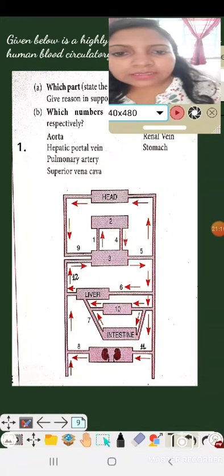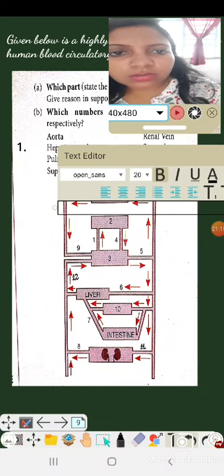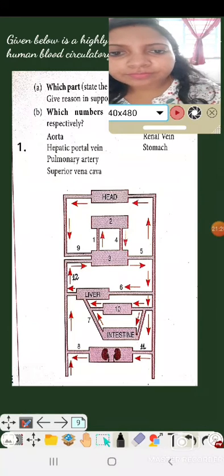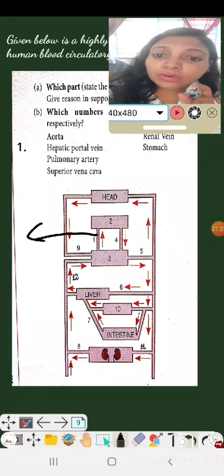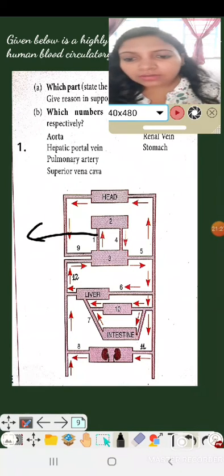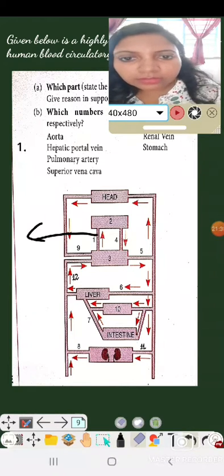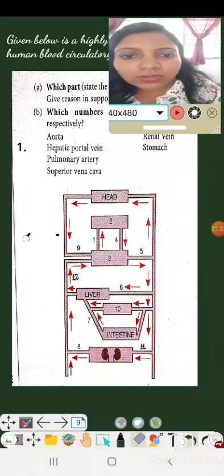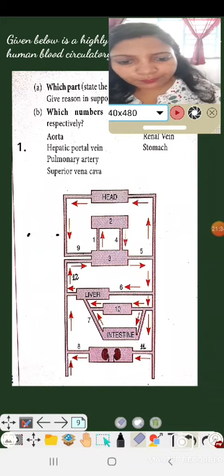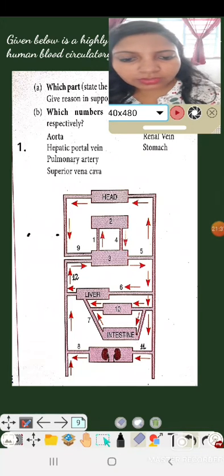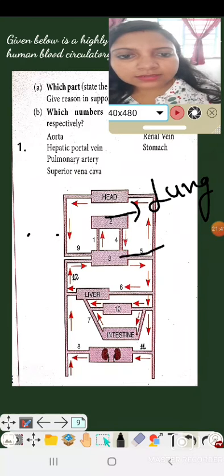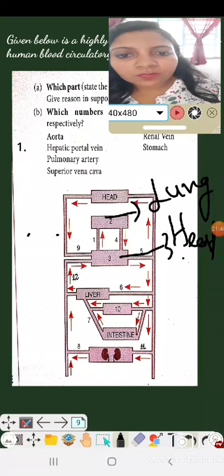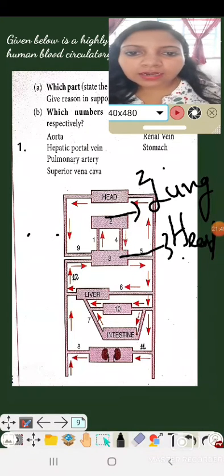So, let us see number 1, what is the question? Before doing all this blood vessels labeling, first we have to understand which organ is in the box. So here you can write it, lungs, and this is heart. This is number 2, lungs, and number 3, heart.